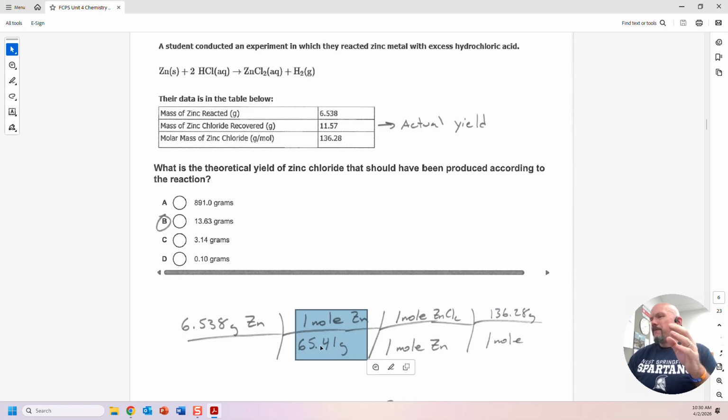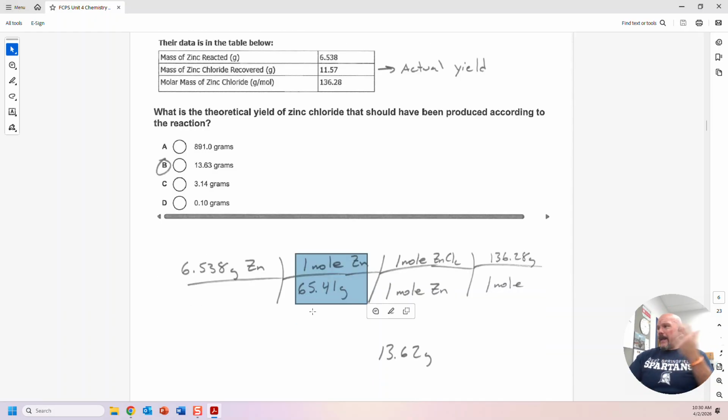But the SOL periodic table might have it at 65.5 or 65.38 instead of 65.41. So the answer might not be exact if we use this molar mass compared to our answer choices, but it'll be close enough. But again, just use the periodic table that they give you on the SOL. Right. And so if it says 65.38 instead of 65.41, that's the one you use, right?